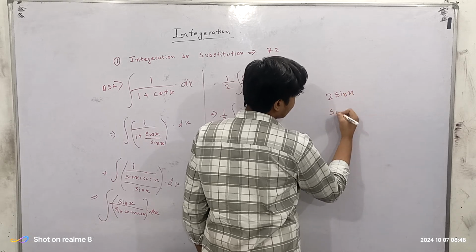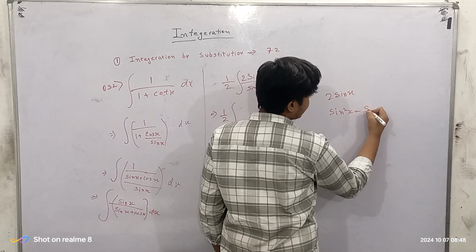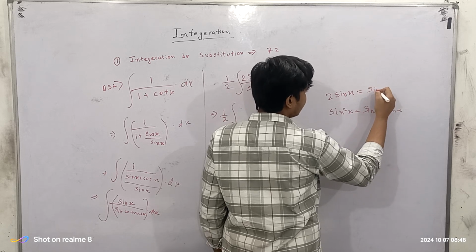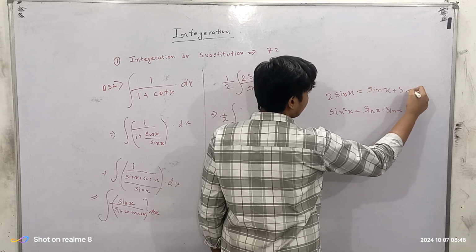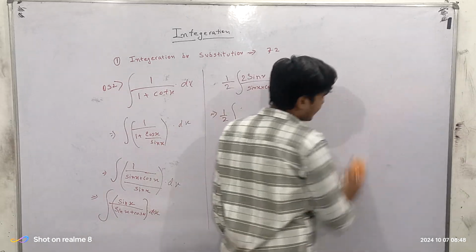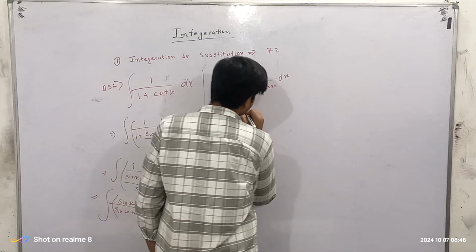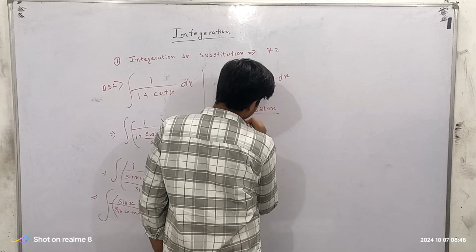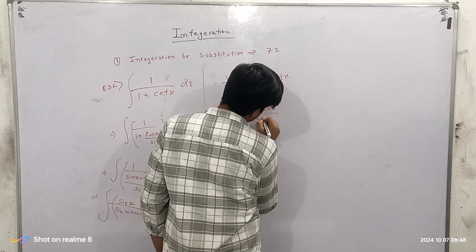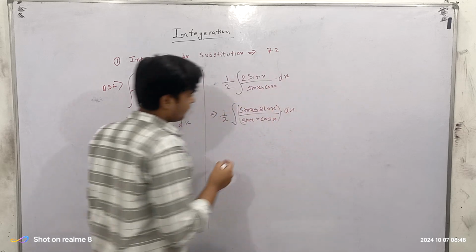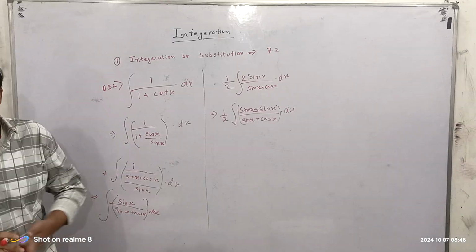If we have sin square x, what do we write? Sin x into sin x. We have 2 sin x. Sin x plus sin x can be written like this. So here we write 2 sin x. To make the question easy, we use these methods: sin x plus sin x by sin x plus cos x into dx. This is the value we have written. Do you understand till here?